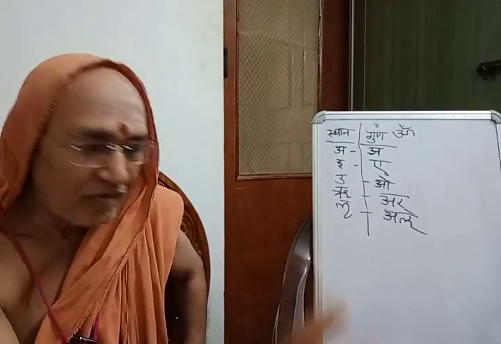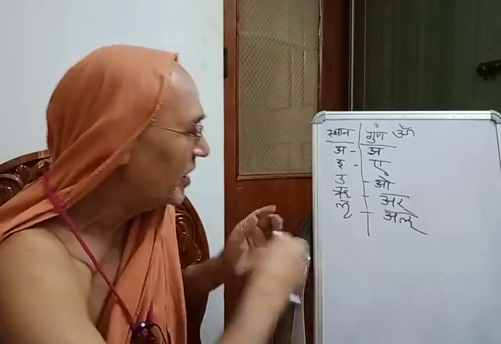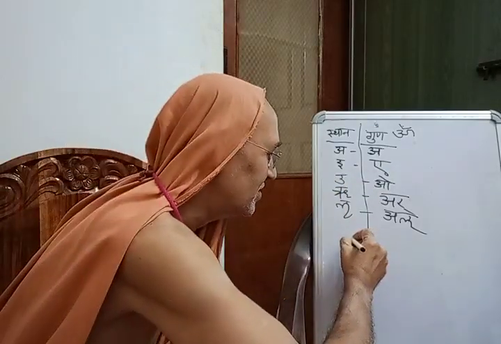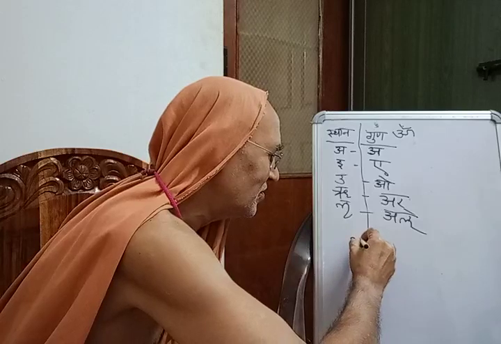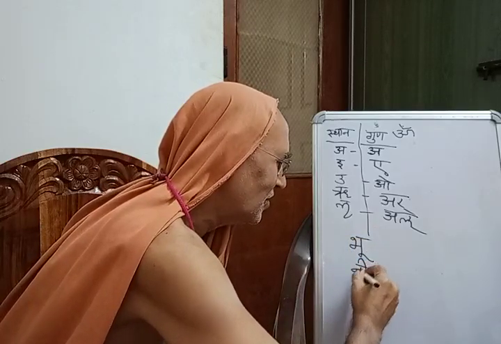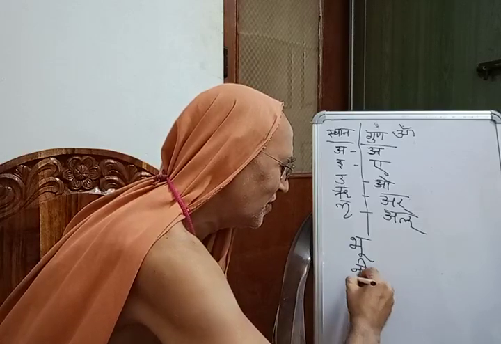So, final vowel. I'll give you an example. Can I wipe this out, or should I leave it? I'll put it here, there is still a space. Bhu is one dhatu. Ni is another dhatu. Sru is another dhatu.